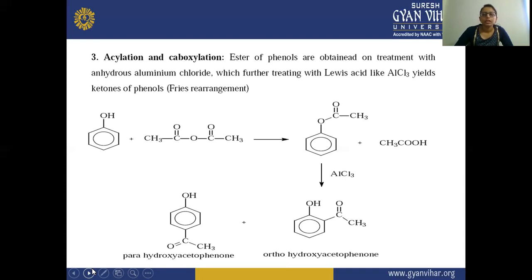So here you can see, from this ester CH3COOCOCH3, this is having the negative charge, and here this OH is having the attack first at this position on the benzene. After that, in the presence of Lewis acid, there is a formation of orthohydroxyacetophenone, which is your ketone.